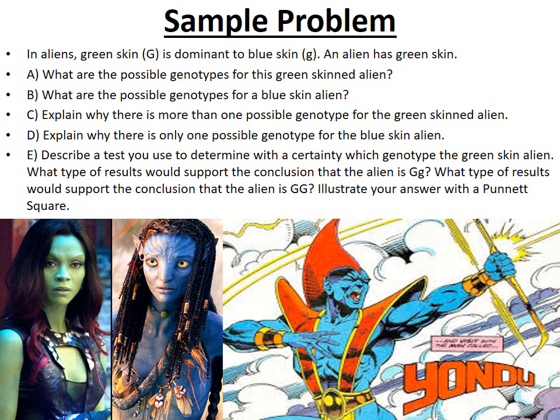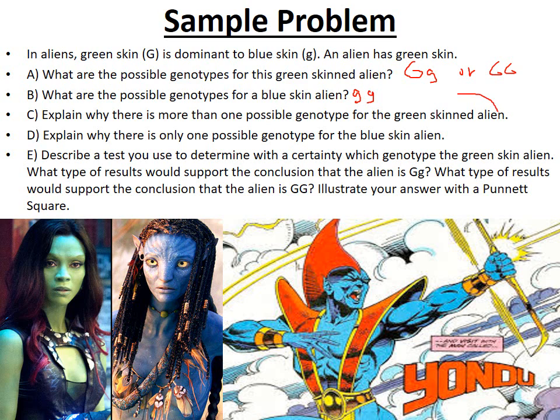So here we have a sample problem that goes along with that concept. An alien green skin is dominant to blue skin. An alien has green skin. What are the possible genotypes for the green-skinned alien? Well, we have big G, little g, or big G, big G, because it's dominant. If it's blue skin, only one possibility, little g, little g. Explain why there's more than one possible genotype for the green-skinned alien.